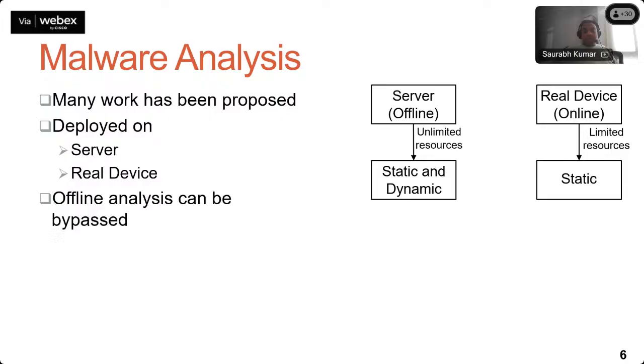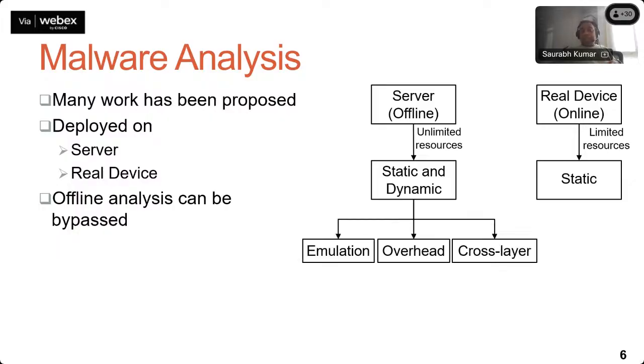Okay. So during this offline analysis, offline analysis that is built around dynamic analysis can be bypassed using these three techniques. First, malware can detect the emulated platform. Second, they can observe the system slowdown due to the profiling overhead. For example, if you are deploying a dynamic analysis system on a mobile device, it may slow down the speed of the mobile device, right?